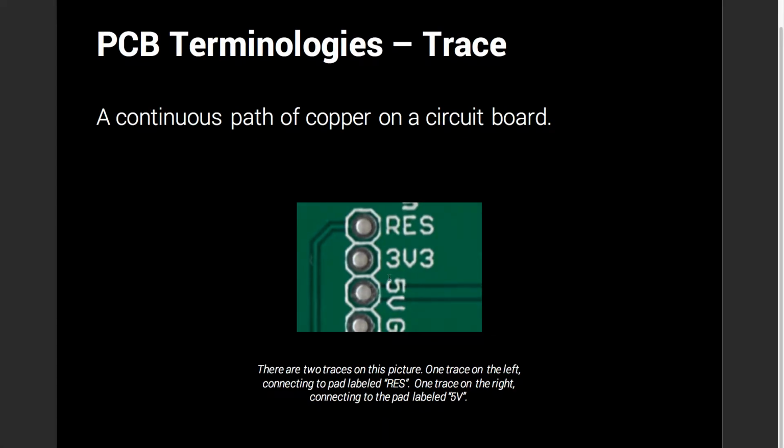PCB trace. It's a continuous path on the circuit board. As you can see, the RES has a trace coming out of it and going down this way, and the 5 volt line has a trace going to the right. The trace thickness is something you can choose, and depending on how much current you're going to conduct, you choose the thickness of the trace. I think there's an online calculator for you to do that.